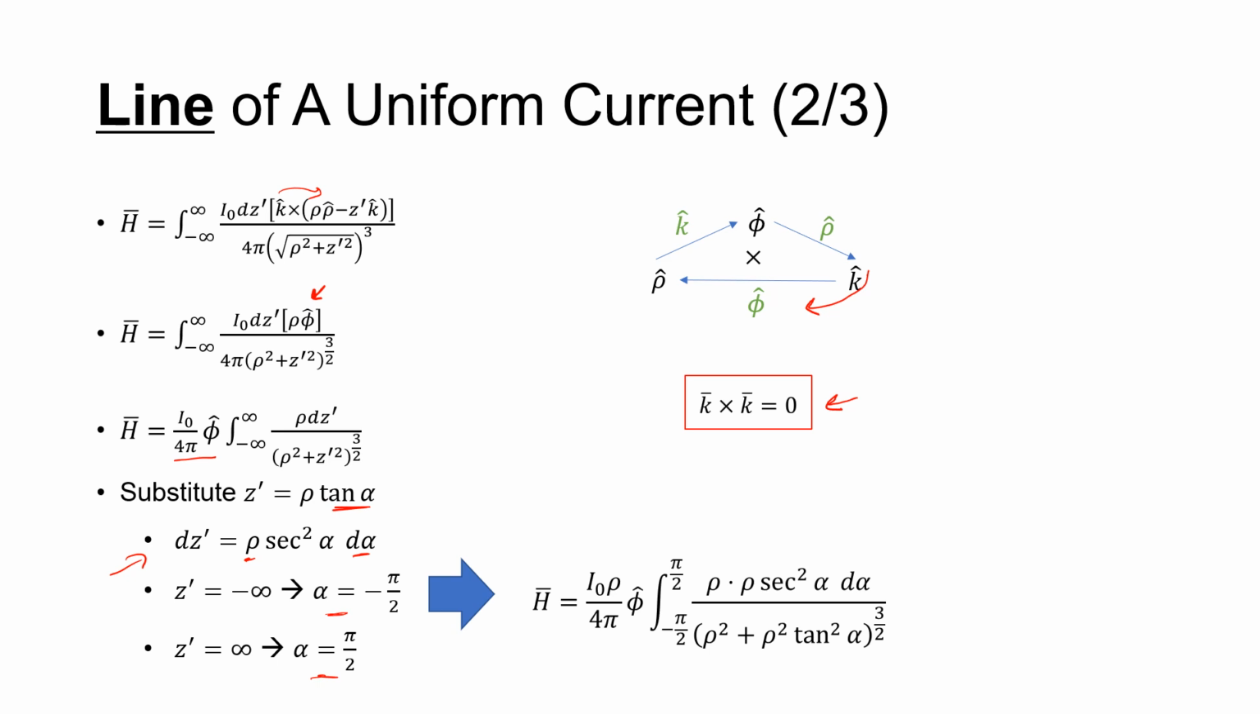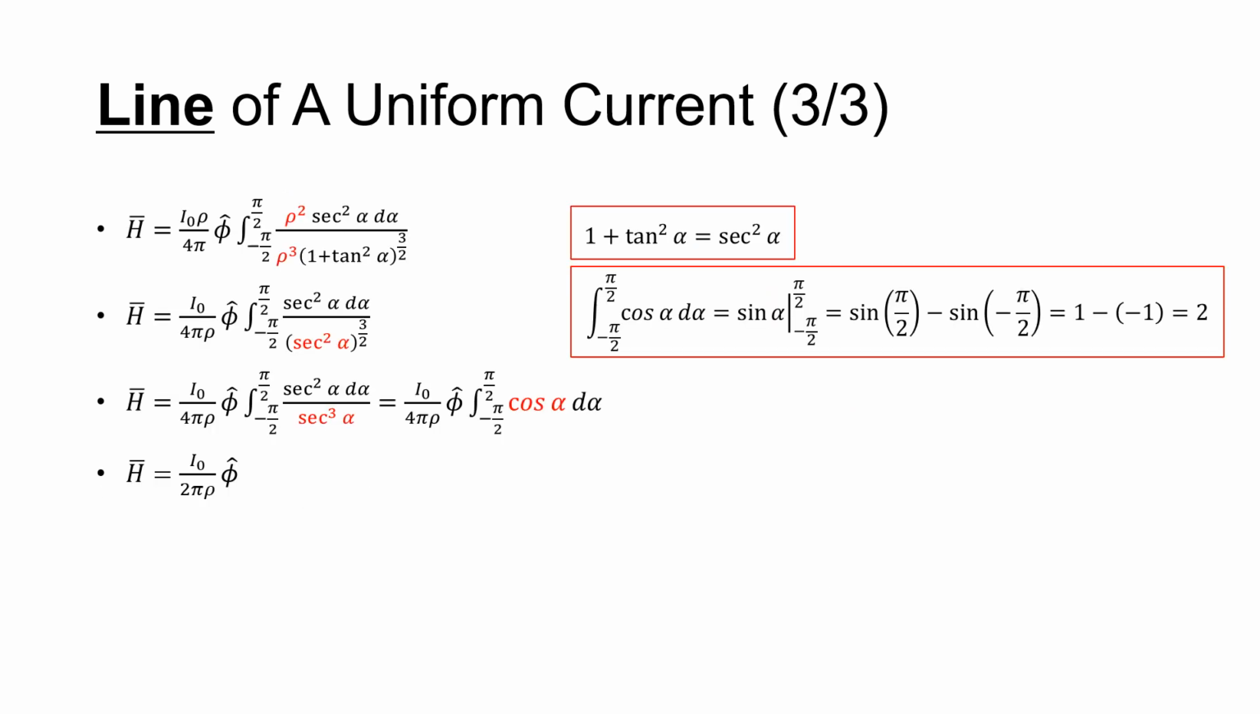After substitution, the integration reduces to this form. Now we are simplifying the integration. We will observe that we have rho square here and rho cube, so this will reduce to rho. We can make some substitution: 1 plus tan square alpha equals secant square alpha. So we can substitute with it here. Then 2 cancels with 2. Then you will have secant cube alpha. Then after you divide secant square over secant cube, you will get 1 over secant alpha, which is cosine alpha.